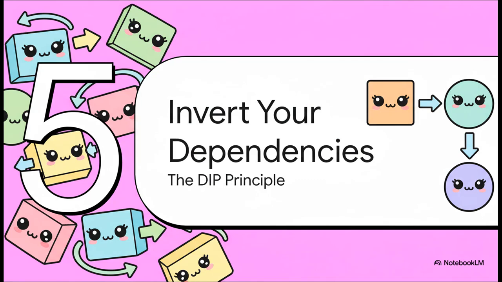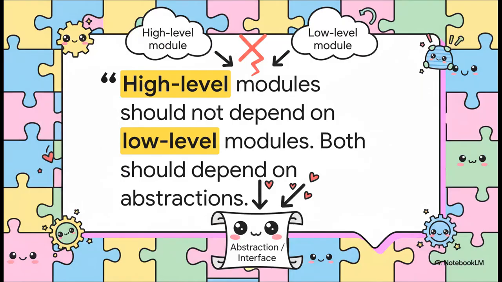The solution to this mess is the D in SOLID, the dependency inversion principle. Now, I know it has a fancy name, but trust me, the idea behind it is incredibly simple and intuitive. It's all about flipping the direction of our dependencies. Here's the core rule. High-level modules should not depend on low-level modules. Instead, both of them should depend on abstractions, things like interfaces.